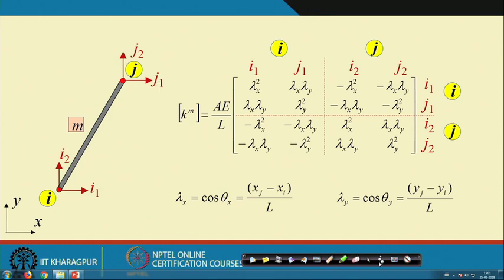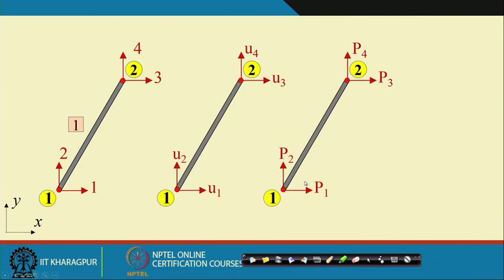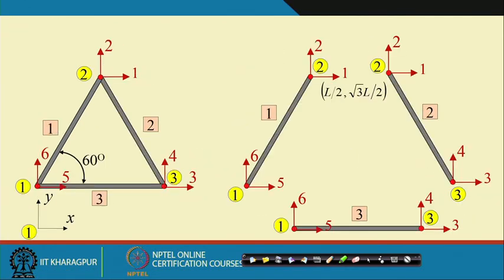For instance, if we consider this member, your i is 1 and j is 2 and degrees of freedom are 5, 6, 1, 2. And for this, i is 2, j is 3 and degrees of freedom are 1, 2, 3, 4. So similarly, the stiffness matrix we get, K 1, relates degrees of freedom 5, 6, 1, 2 with the forces 5, 6, 1, 2.